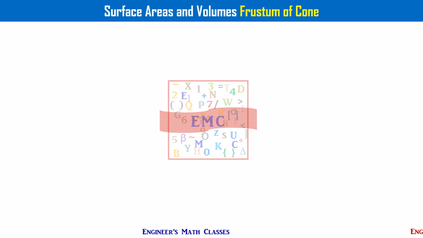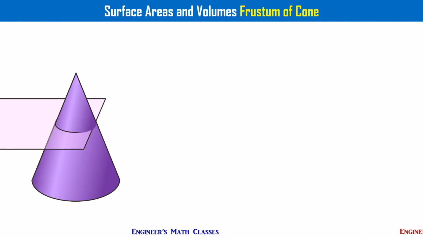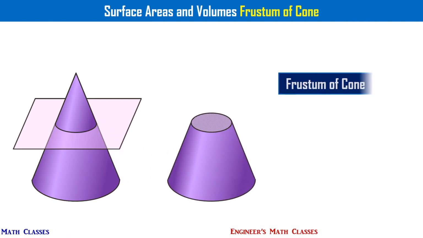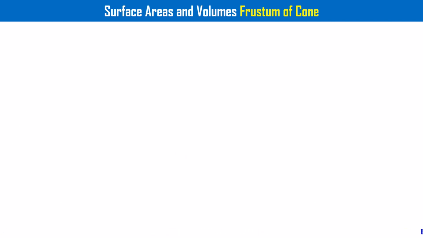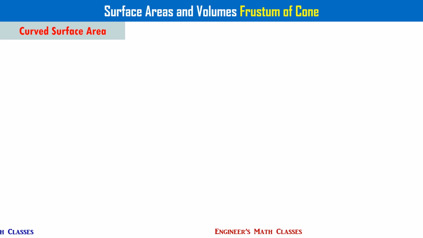Next is frustum of cone. We have seen how a frustum can be derived from a cone. Basically, you cut a right circular cone parallel to the base of the cone and take only the bottom part of that, and that is called as frustum of cone. And here I am trying to derive the formula for curved surface area in a slightly easier way than what we have done in the previous videos.